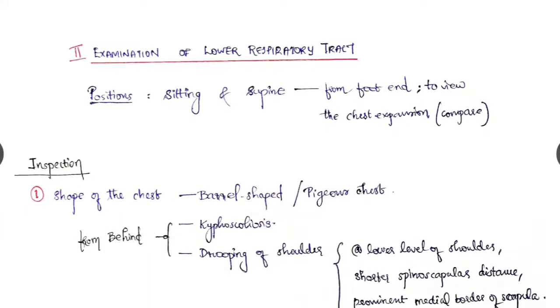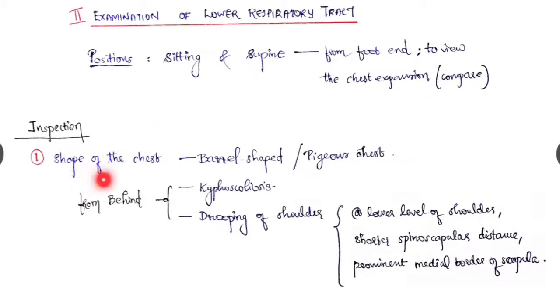And coming to the examination of the lower respiratory tract, the position: we will keep the patient in the sitting and supine positions. Most of the examination is done in sitting posture, and in supine posture we will watch from the foot end to view the chest expansion, that is to compare both sides of the chest, left side and right side, whether they are expanding to the same level or not, that we will compare from the foot end. And in supine position, this is the main examination that we are doing.